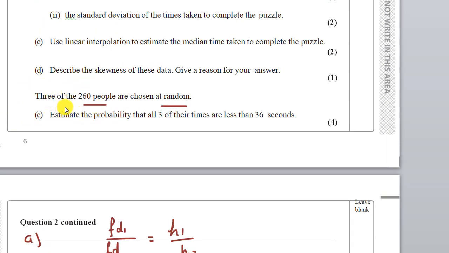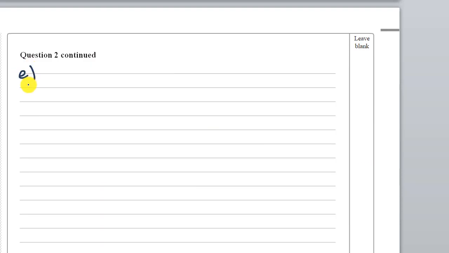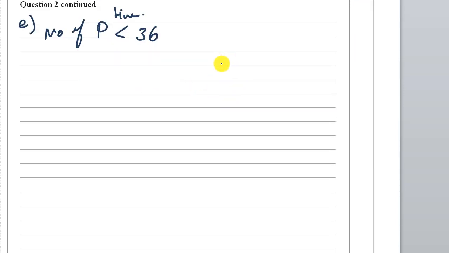Now, 3 of the 260 people are chosen at random. Estimate the probability that all of them are less than 36 seconds. To find the probability, this is part E, we need the number of people less than 36. So let us now draw again the table. Let us draw the triangle from the table.